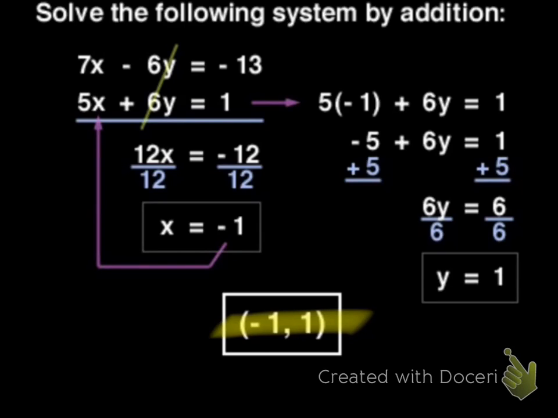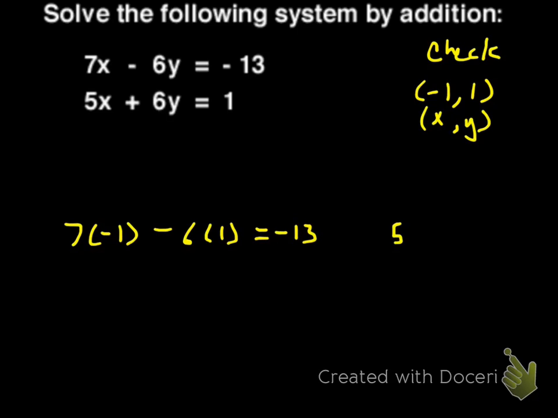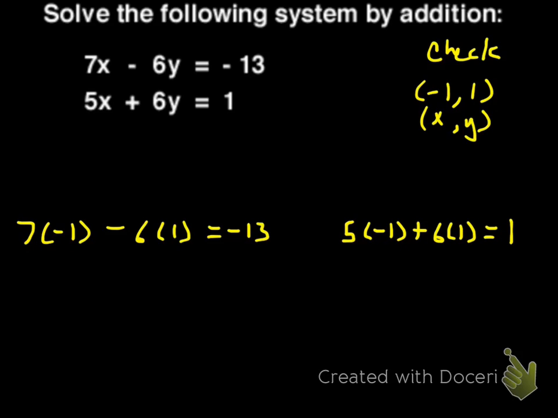But anyways, we're going to check it. Why wouldn't we? Because we need to. Think you're going to get away without checking it? You're going to check it on a test, but you're going to also check it now. So, the first one: 7 times negative 1 minus 6 times 1 equals negative 13. And the other one is 5 times negative 1 plus 6 times 1 equals 1. I'm going to run out of room, so I'll just move that over.